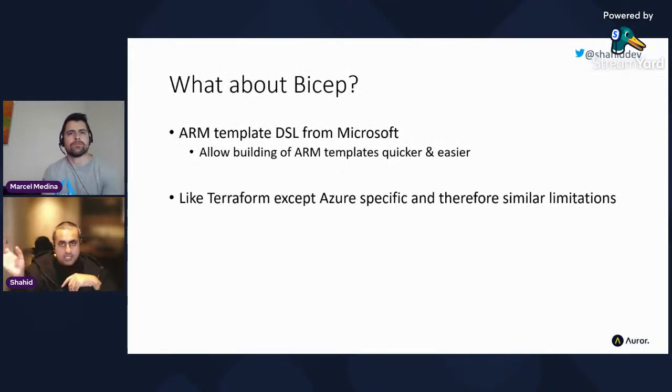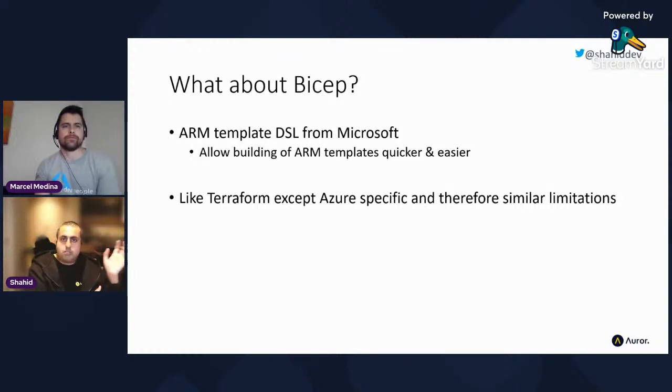I mentioned Bicep. I said I was going to touch on Bicep. So Bicep is Microsoft's new DSL, domain-specific language, for creating essentially ARM templates. It's a vast improvement over ARM templates in terms of how verbose it is, and it looks very, very similar to Terraform. It's a lot cleaner syntax, but it has a lot of the similar limitations that ARM has, the main one being that it's only for Azure.